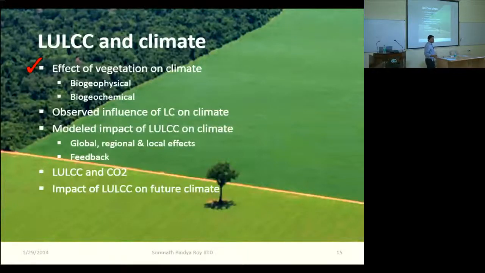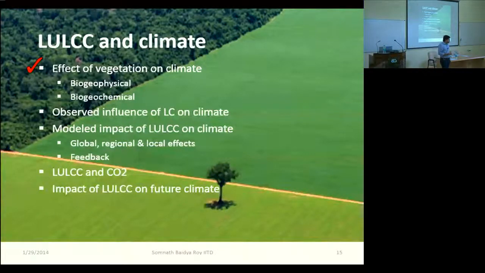So, any questions? How are evapotranspiration and roughness different? What? The effect of evapotranspiration and the effect of roughness. No, there is no difference. I mean, these are actually all connected.